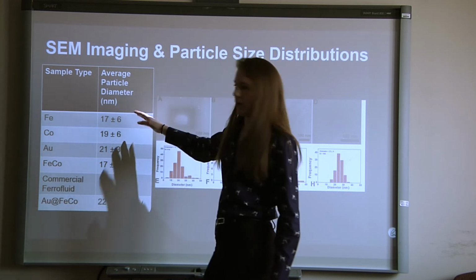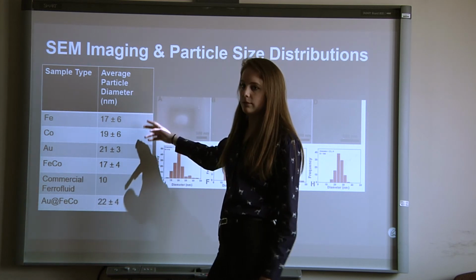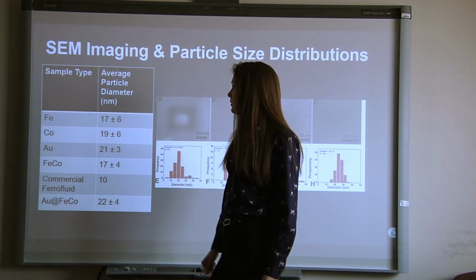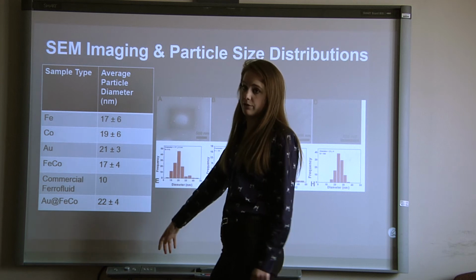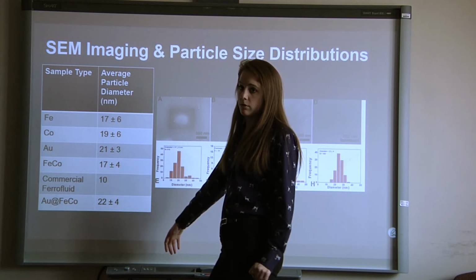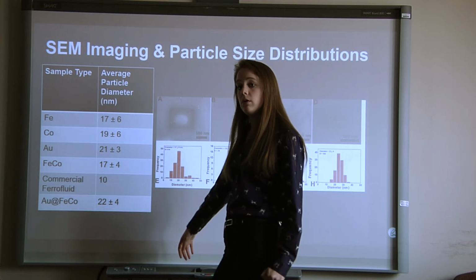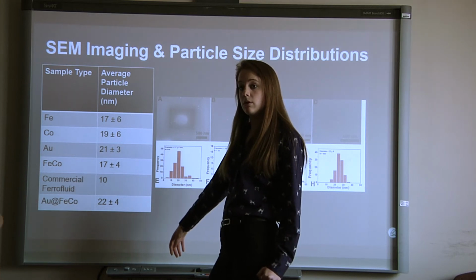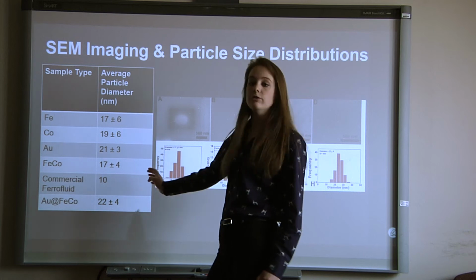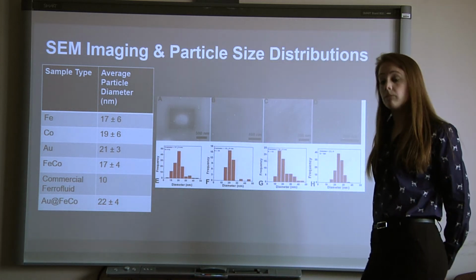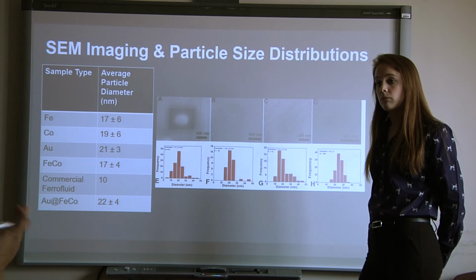I don't know how to describe these though. The average is 17 nanometers in diameter with a standard deviation of 6. So should I go through each of these values? No, just one is enough. Like you said, the smallest that you were able to achieve is the iron cobalt nanoparticles, which was 17 nanometers in diameter. And it becomes largest when you have gold coated onto it. So you can say that for this slide.